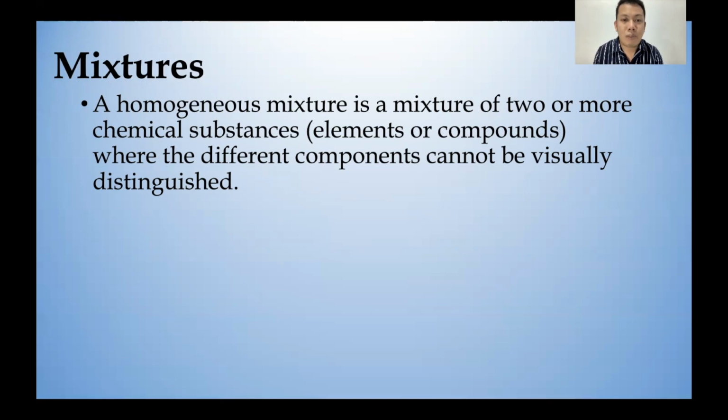A homogeneous mixture is a mixture of 2 or more chemical substances. It could be an element or a compound, where the different components cannot be visually distinguished. When we speak of cannot be visually distinguished, it means that when you mix them, you are not chemically combining them, you're just mixing them. You cannot see the components visibly. You know that they are there, but you cannot distinguish them.